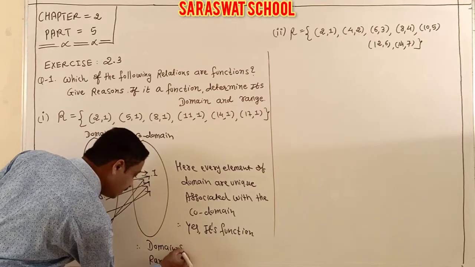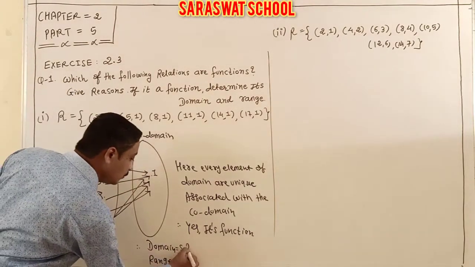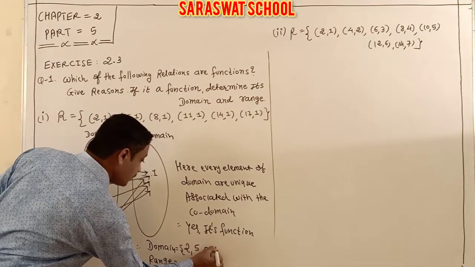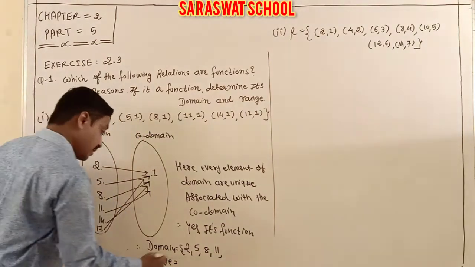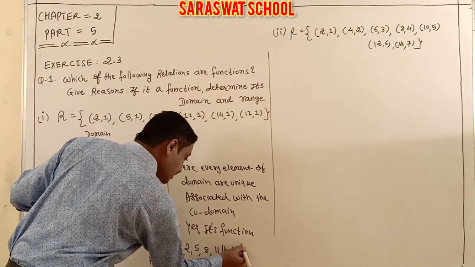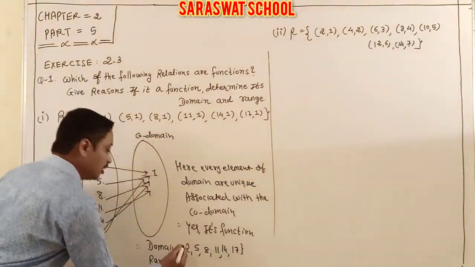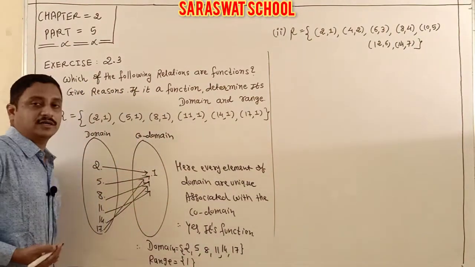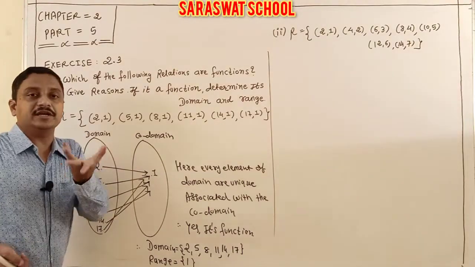Students, what is the domain? The domain is 2, 5, 8, 11, 14, 17, and the range is only 1. So this question is easily done.